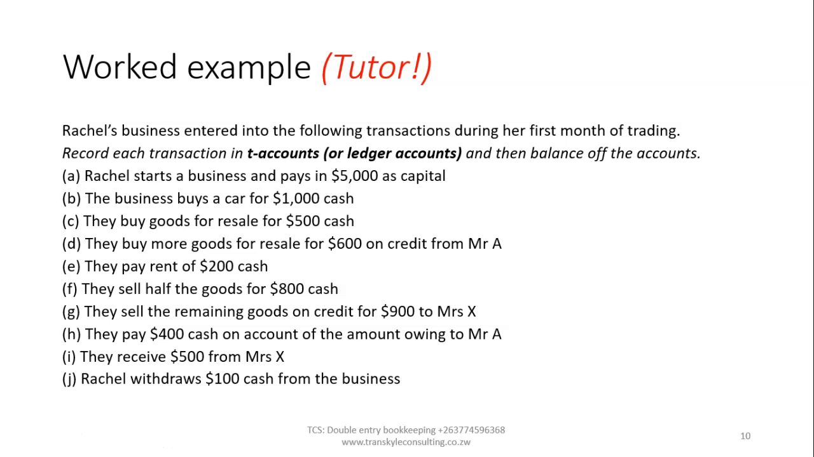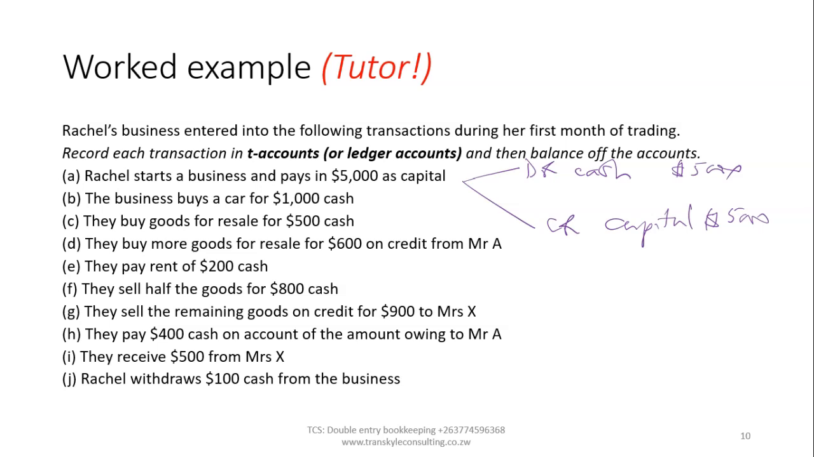So if Rachel starts a business and pays in 5,000 as cash, what is being debited? Well, obviously we're going to debit cash. That's the first thing, and credit capital. These are the two effects which have resulted. So we debit cash 5,000 and credit capital 5,000. All right.